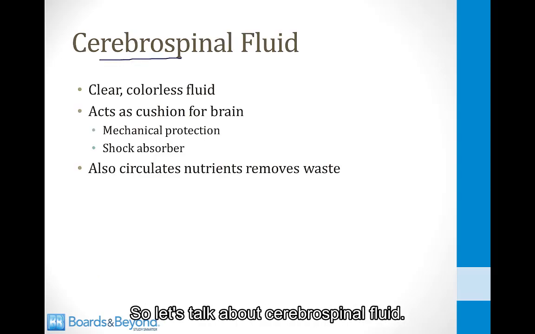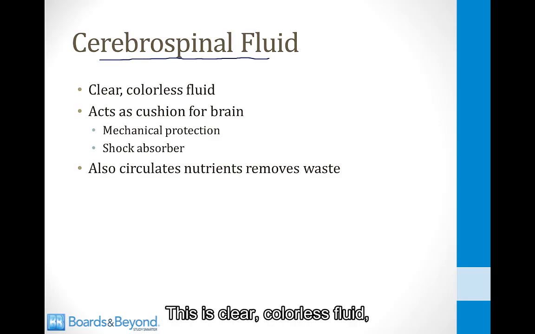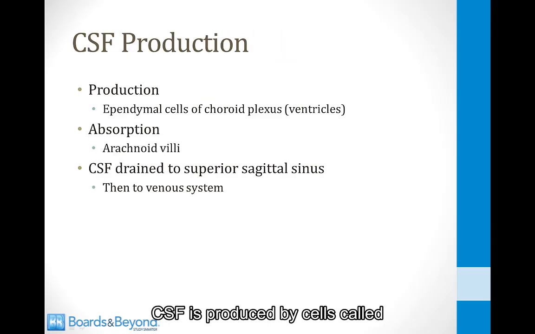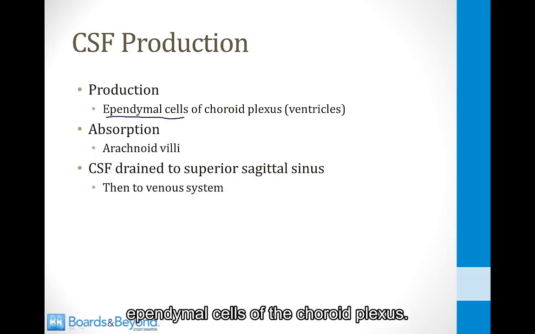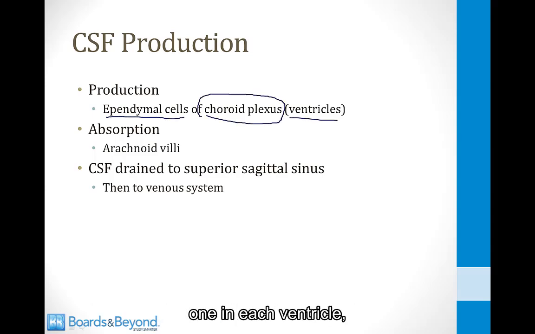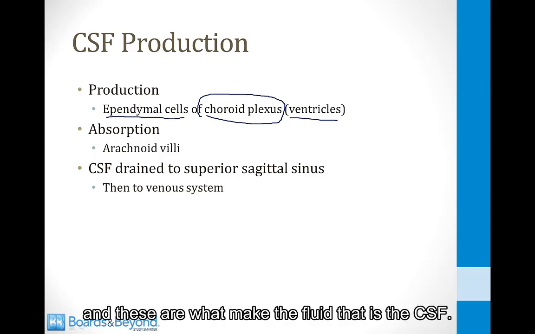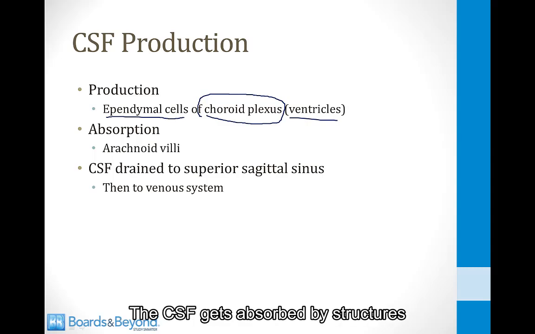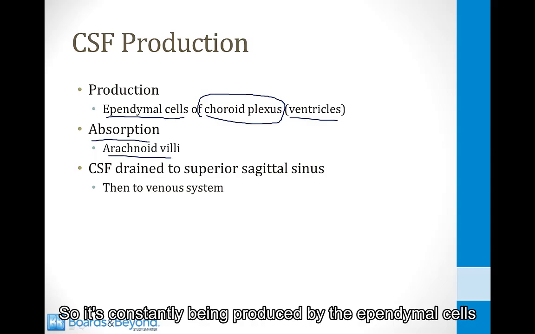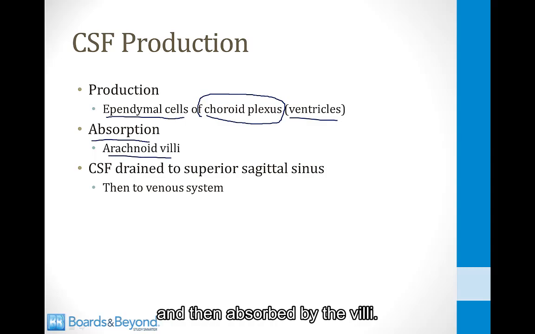So let's talk about cerebrospinal fluid. This is clear, colorless fluid, and it acts as a cushion for the brain. It gives it mechanical protection, it's a shock absorber, it also circulates some nutrients and flushes out waste from the CNS. CSF is produced by cells called ependymal cells of the choroid plexus. There are four choroid plexuses in the ventricles, one in each ventricle, and these are what make the fluid that is the CSF. The CSF gets absorbed by structures called the arachnoid villi, so it's constantly being produced by the ependymal cells and then absorbed by the villi.